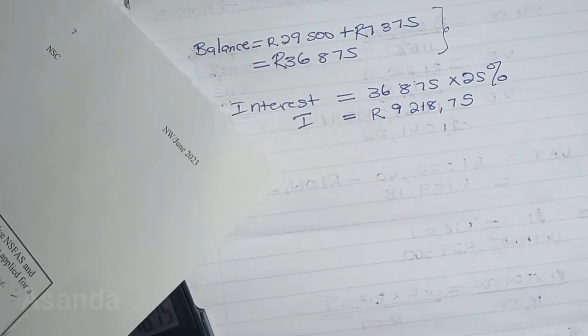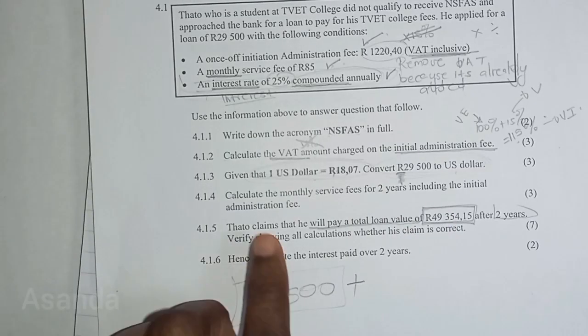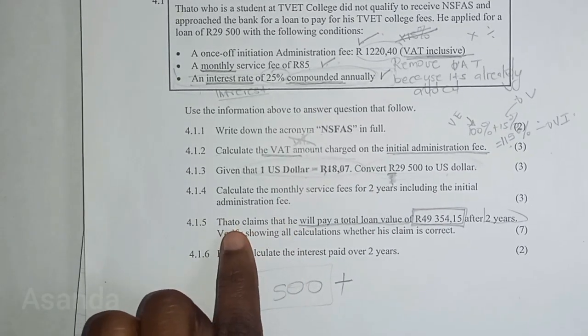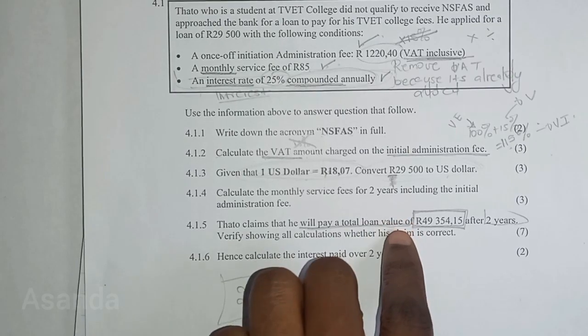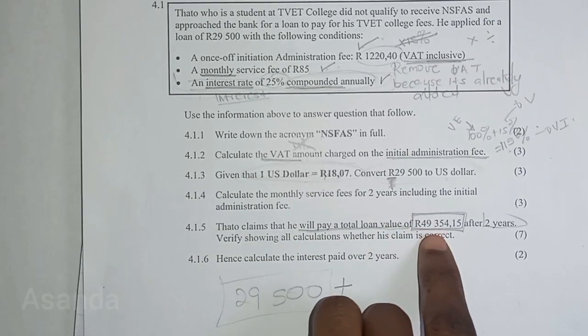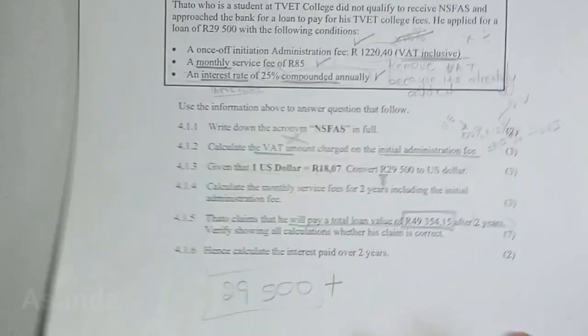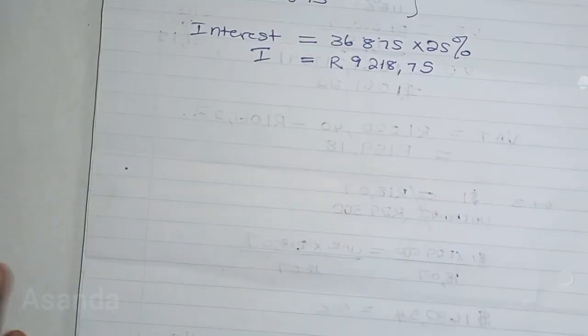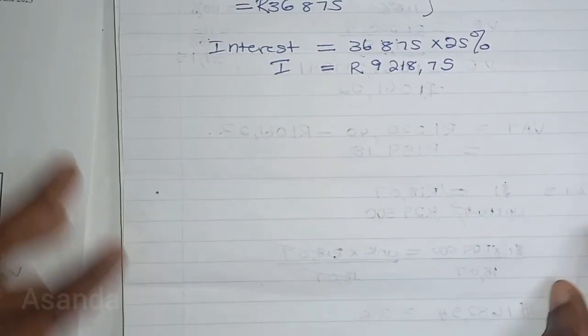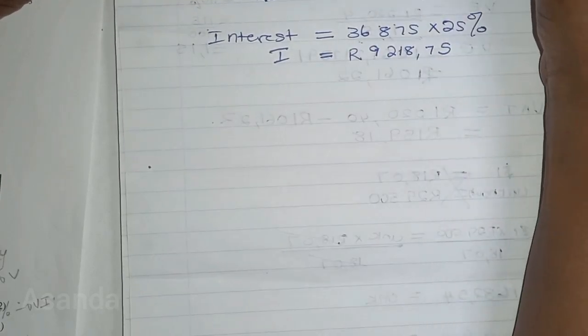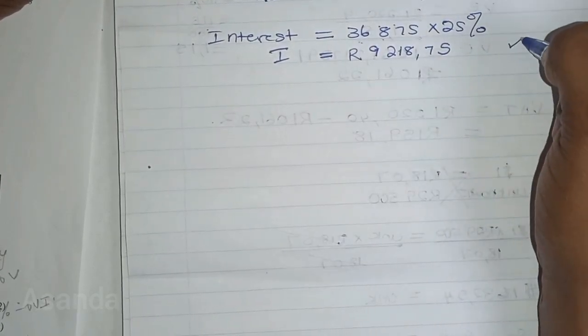Now we've calculated the interest. We know the interest. I'm just going to remind myself what the question was again. Okay, so Tato claims that he will pay a total loan value of 49,000. Total loan value, everything, going back to the bank now. Okay. So firstly, now what is the total? In year 1, we got the interest there, right? In year 2, we got the interest there. So now we know the 2 interests that he's going to get.